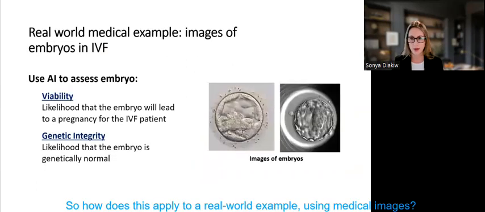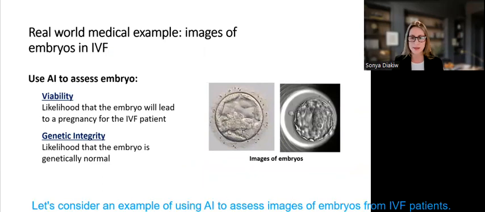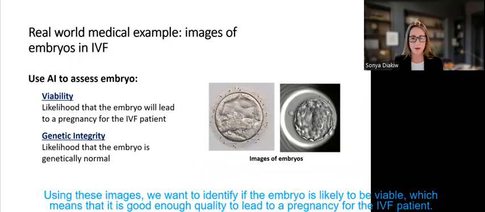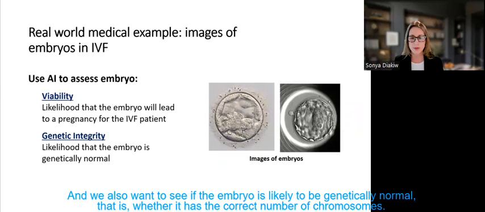So how does this apply to a real-world example using medical images? Let's consider an example of using AI to assess images of embryos from IVF patients. Using these images, we want to identify if the embryo is likely to be viable, which means that it is good enough quality to lead to a pregnancy for the IVF patient. And we also want to see if the embryo is likely to be genetically normal, that is, whether it has the correct number of chromosomes.